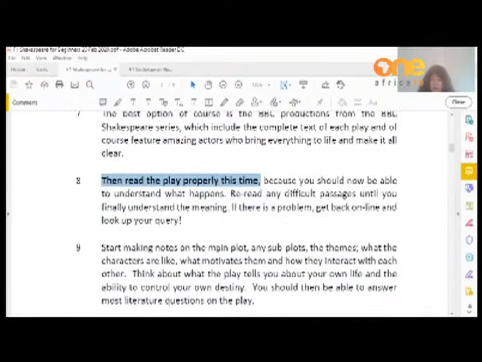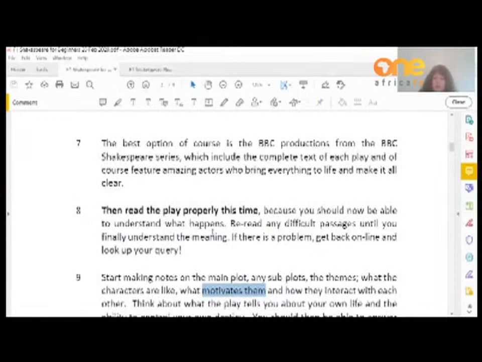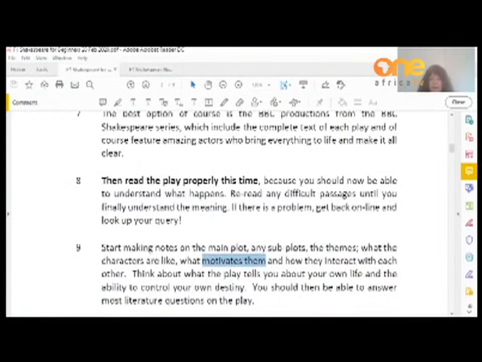And this is when you have to take some action of your own. You need to start making notes on the plot, any subplots, and any theme. Maybe you need to look at what the characters are like and what motivates them and how they interact with each other. Think about what the play might tell you even about your own life. So those are the strategies you should be using before you start really taking note of what's happening in Romeo and Juliet.